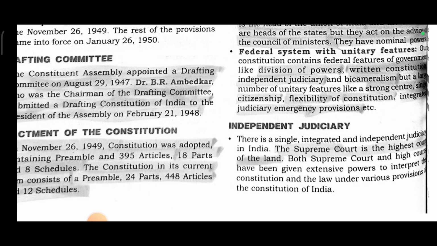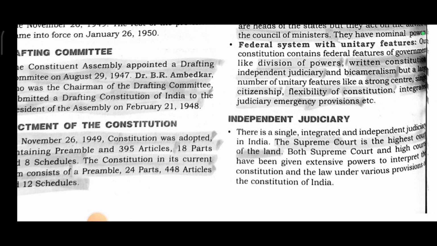Independent judiciary. There is a single integrated and independent judiciary in India. The Supreme Court is the highest court of the land. Both the Supreme Court and High Courts have been given extensive powers to interpret the Constitution and the law under various provisions of the Constitution of India.